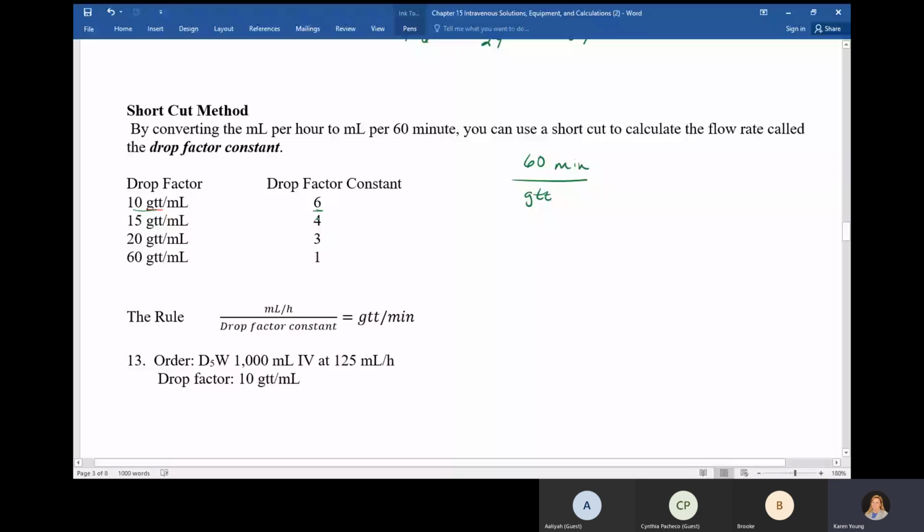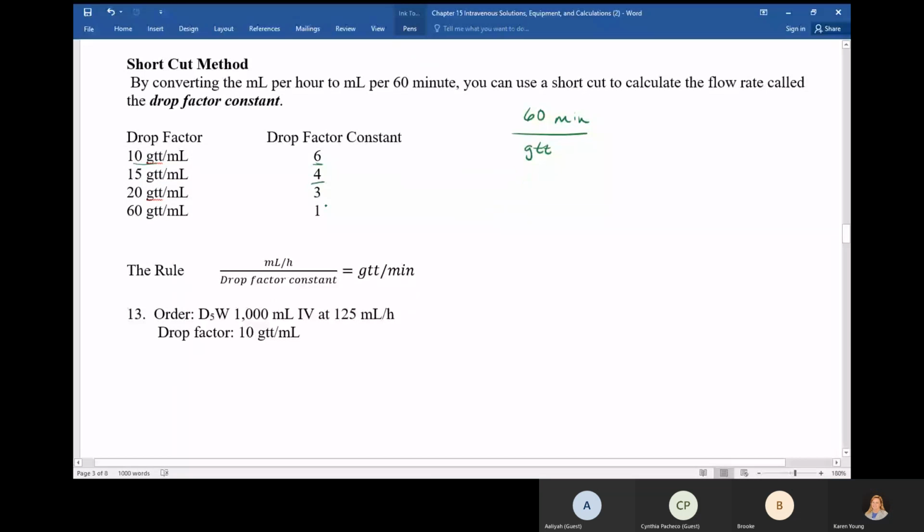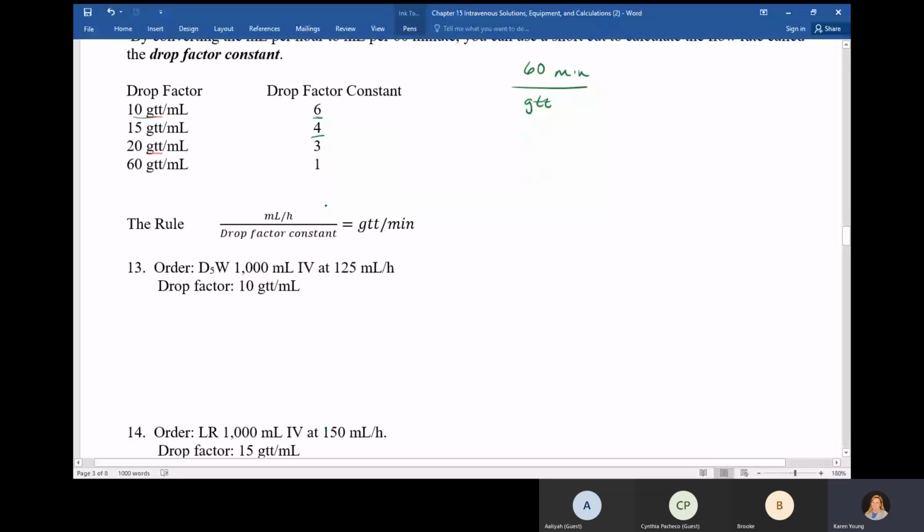The 15 drops per milliliter, I'm going to take 60 and divide it by 15, and I get 4. For the 20 drops, I take 60 divided by 20, and I get 3. For the constant of 1, I'm going to take 60 and divide it by 60. Okay, so the rule with using these drop factor constants is you take milliliters per hour, and it only works when you're given the rate in milliliters per hour, or you're given a total amount over 1 hour. And then it's over your drop factor, you divide it by your drop factor constant.